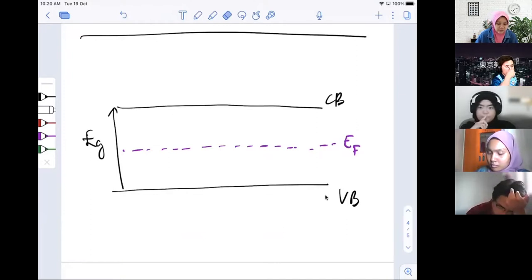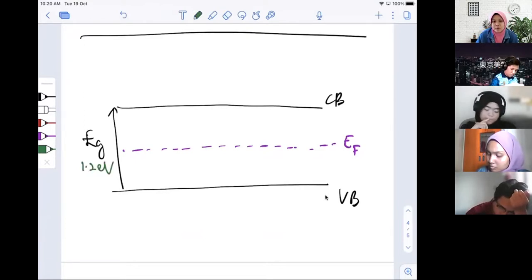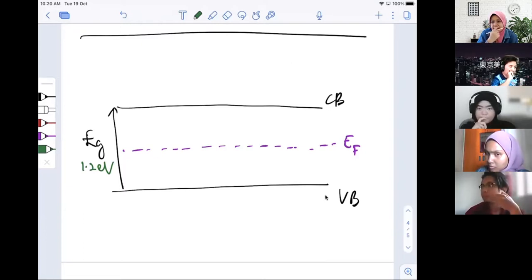Okay, if I write here, intrinsic semiconductor will point to EV. From the internet, you can find out which semiconductor material corresponds to 1.2 EV. Because this is another thing about the band gap. The band gap is the minimum energy.